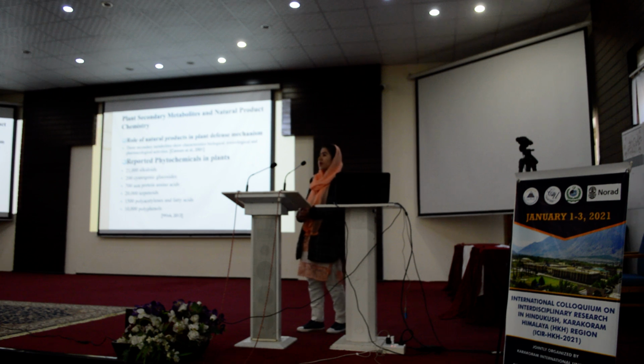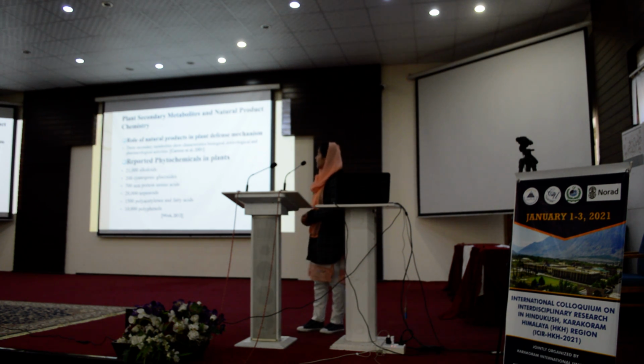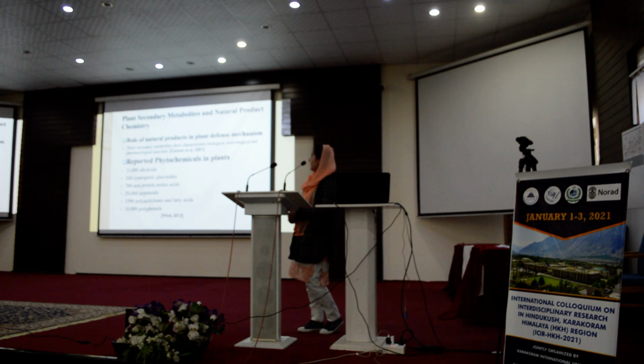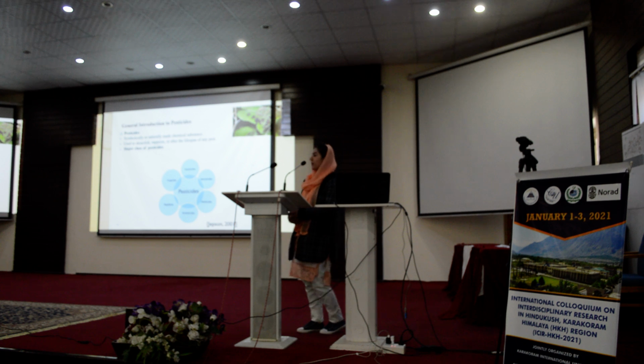Pesticides show characteristic biological, toxicological and pharmacological activities, and some of the important phytochemicals found in higher plants are 21,000 alkaloids, 200 cyanogenic glycosides, 700 non-protein amino acids, 20,000 terpenoids, 1,500 polyacetylenes and fatty acids, and 10,000 polyphenols. So this is data that plants contain phytochemicals.